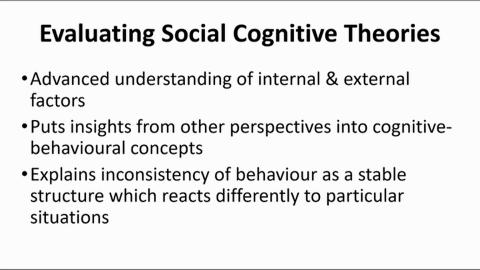So this helps us explain the inconsistencies of behavior, where that instability was leading some people to maybe question the validity of personality, but it helps explain that away. So there are some pretty good aspects of these social cognitive theories that we can start applying.